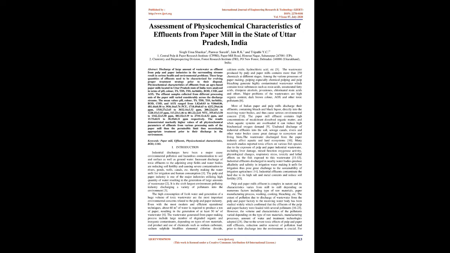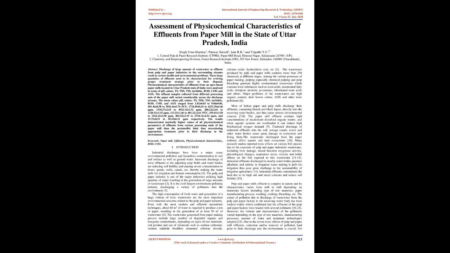1. The pulp and paper industry is one of the major industries utilizing high quantity of water, resulting in the generation of large amounts of wastewater. 2. It is the 6th largest environment polluting industry, discharging a variety of pollutants into the environment. 3. The high consumption of fresh water and generation of a huge volume of toxic wastewater are the most important environmental concerns related to the pulp and paper industry. Even with the most modern and efficient operational techniques, about 60 cubic meters of water is required to produce a ton of paper, resulting in the generation of at least 50 cubic meters of wastewater.